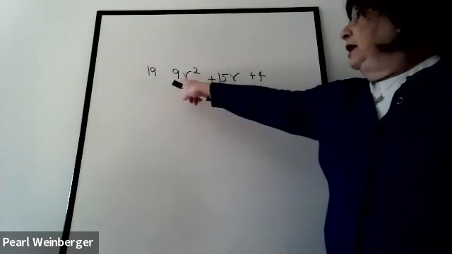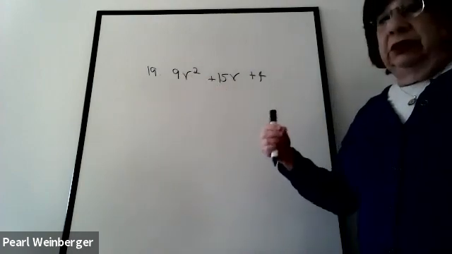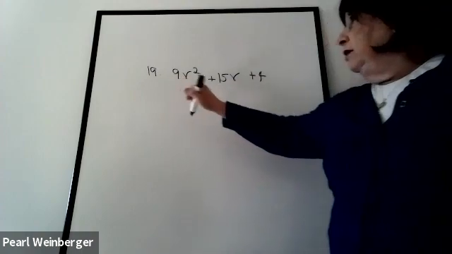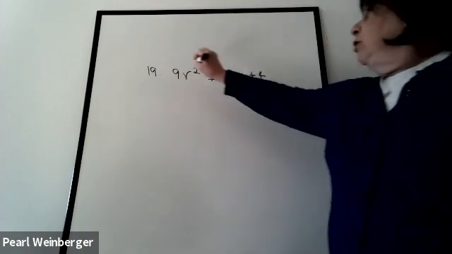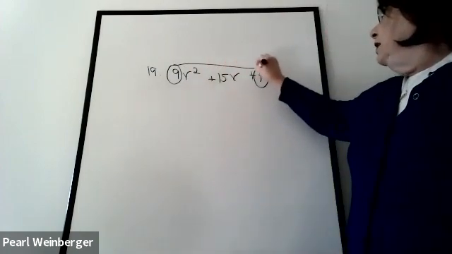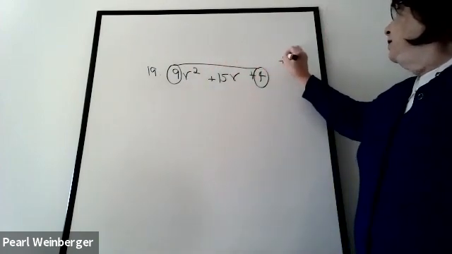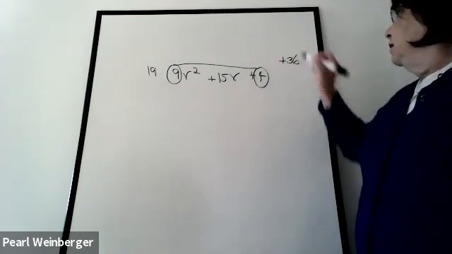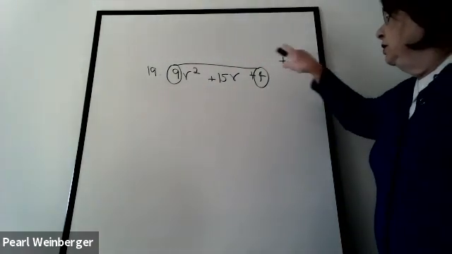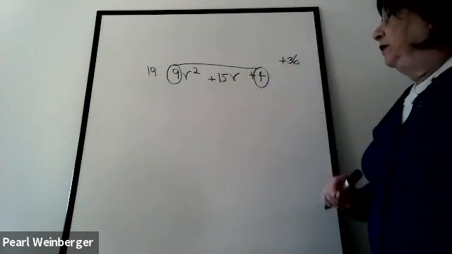So since my leading coefficient is a number other than 1, it doesn't just start with r squared, but it starts with 9r squared, we use what we call the AC method. We multiply the A and the C, and that gives us a positive 36. Now, what we're going to use is the 36 together with the middle term, the 15.